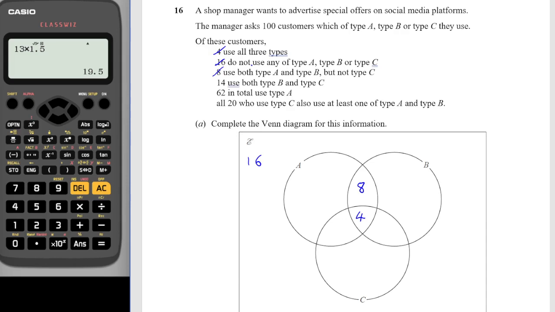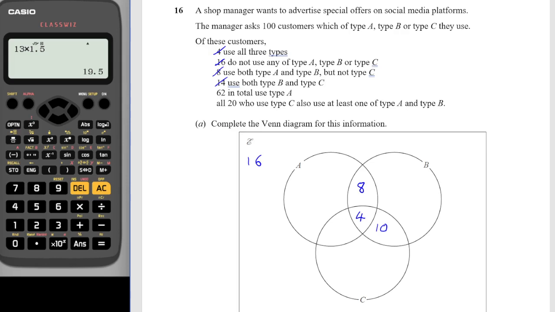14 use both type B and C. So I'm going to put 10 in the intersection here. And then we've got 62 in total use type A, so we already know about 12. So these two sections would need to add up to 62, so I can't enter anything just yet.